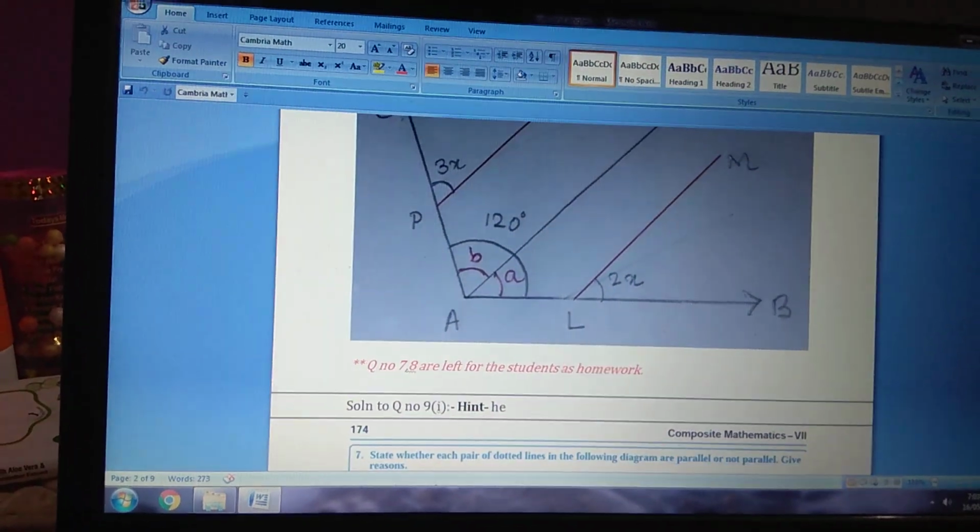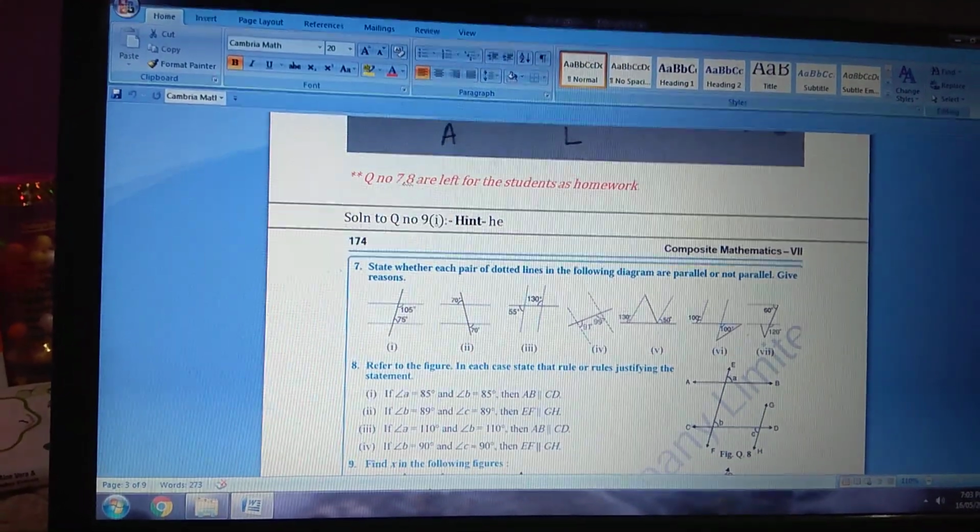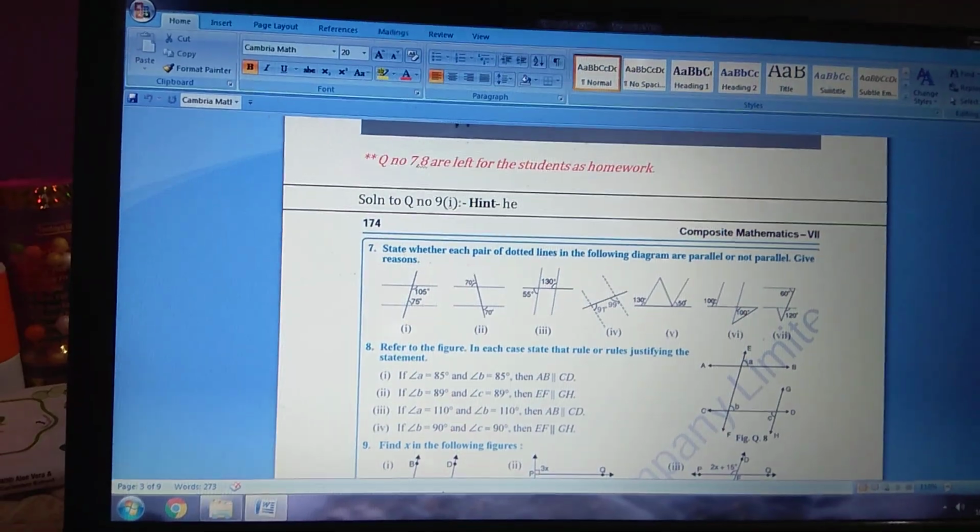Questions 7 and 8 are left for you all to solve by yourself. You can do this in your book only. Now we will move to question number 9.